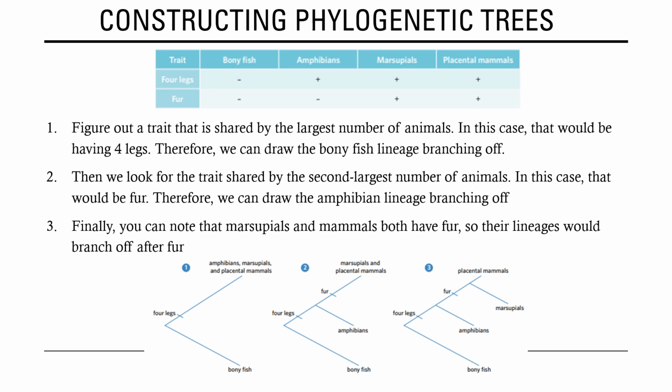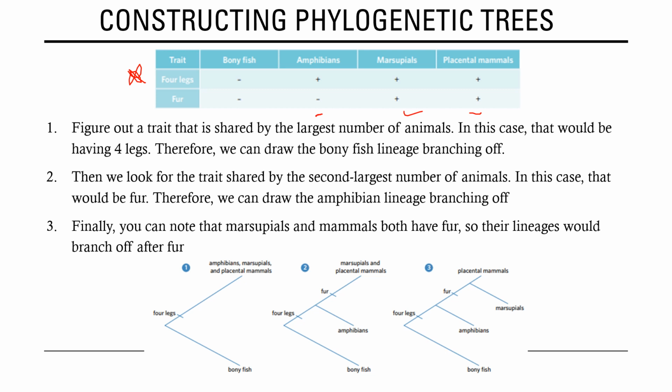So you will have to both read a phylogenetic tree, and you'll also have to look at some data and be able to figure out how to construct a phylogenetic tree as well. So for instance here, we've got this data that's looking at two different traits: having fur and having forelegs. You can see that the bony fish has neither of those things. The amphibian has one of those things, and both the marsupials and the placental mammals have both of those things.